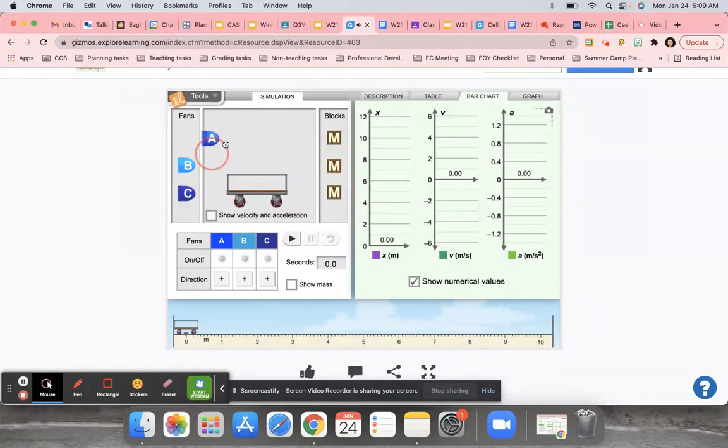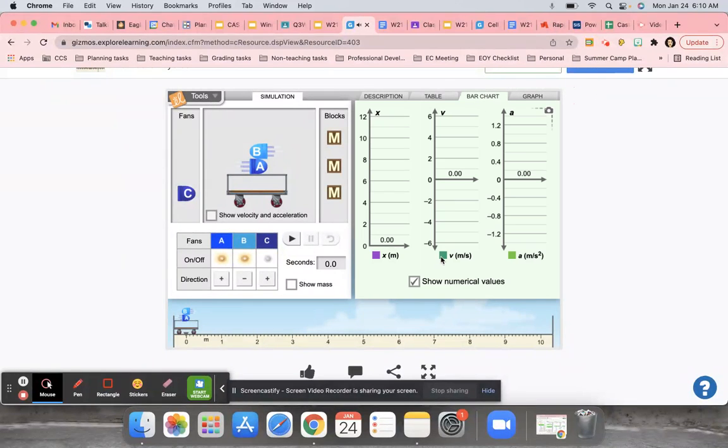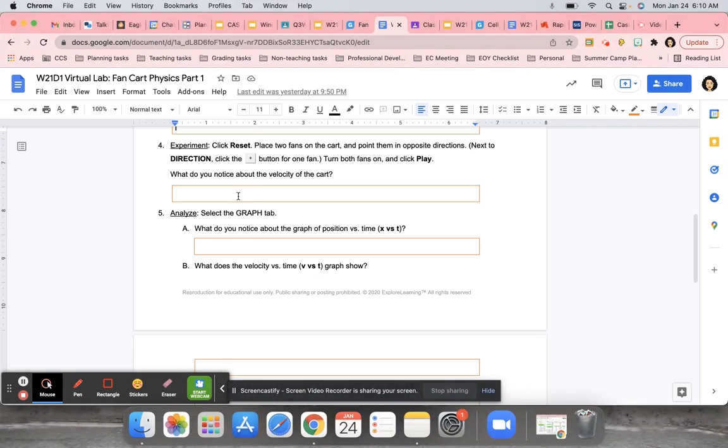So we will reset, but this time we're going to put fan A, don't forget to turn it on. Fan B, opposite direction, meaning negative, and don't forget to turn it on. So we're still going to have an initial velocity of 2 meters per second. So we will see if it will not change its velocity, or it will slow down or speed up. Okay, what do you notice with the velocity? So write your observation in here.